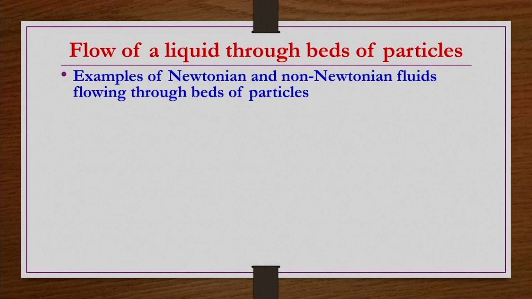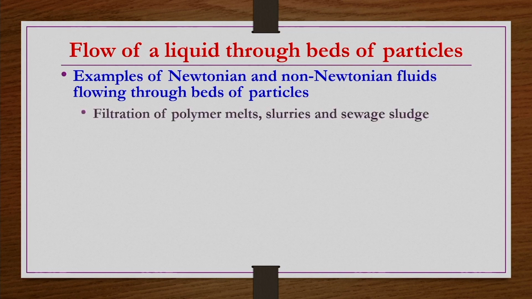As chemical engineers, we must be aware that in almost all chemical industries, we may have situations where we do filtration of slurries and get a clear filtrate. In general that is possible. So that may also be taken as a kind of flow through a bed of particles. Sometimes polymer melts, slurries, sewage, sludge, etc. are also being filtrated using these packed beds or beds of particles.